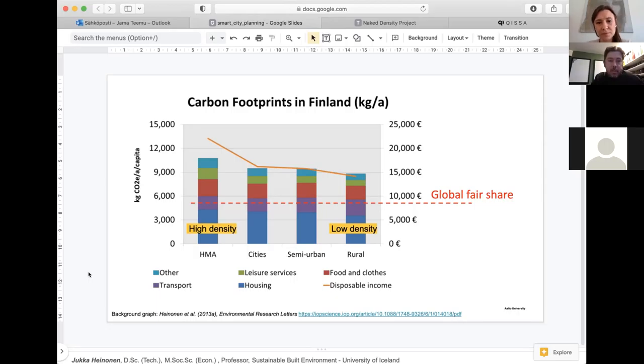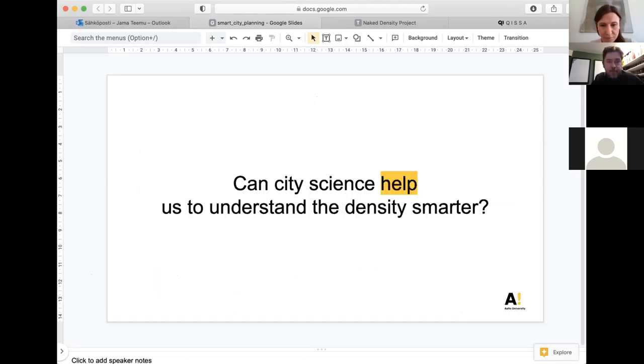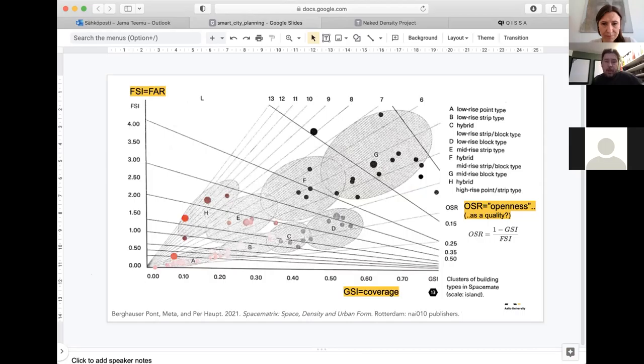There are some other phenomena. So the question is, can city science help us to understand density in a smarter way? That's the topic of my research. I try to continue Berghauser Pont and Haupt's research, which they put in the book called Spacematrix. Recently, the newest version came out last year. So they tracked it at a more detailed level.